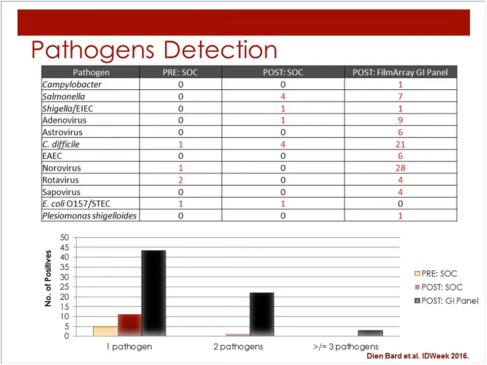Also noteworthy is that in the post period, the most common pathogens detected by the FilmArray GI panel were norovirus at 27 and C. difficile at 21. In contrast, based on just standard of care testing, the most common pathogens were Salmonella and C. difficile, and that's due to the fact that many of these clinicians were not ordering viral studies. So overall, 33 positive patients would have been missed in the post period if only standard of care testing was ordered.